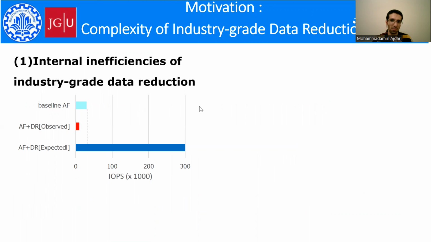Let's look at how the complexity of an industry-grade data reduction affects the performance with two examples. We use Red Hat VDO, a promising open-source industry-grade data reduction module. First, we observe that the default data reduction module degrades performance by 3x due to complex reliability and metadata management operations. However, with a random access workload that has 90% data reduction potential, one can expect 10x less SSD bandwidth usage, thus 10x higher overall throughput.